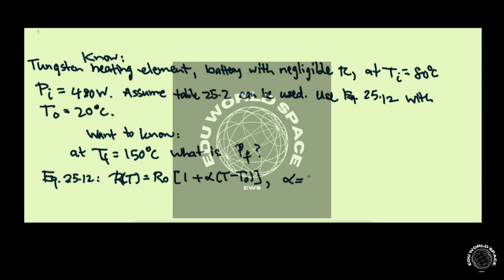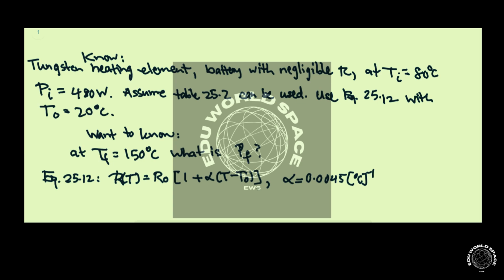So since we're told to use equation 25.12, I went ahead and wrote it down, and we're also told that we can use table 25.2. So this alpha over here, that coefficient corresponds to the one for tungsten, which is 0.0045 per degree Celsius.